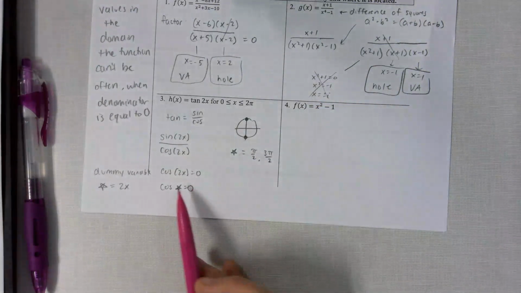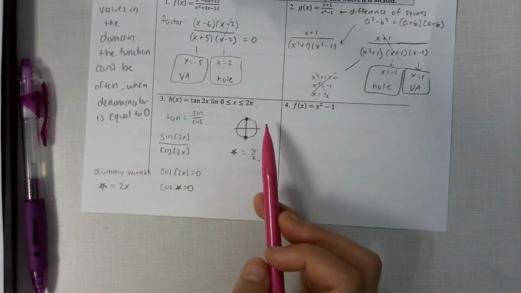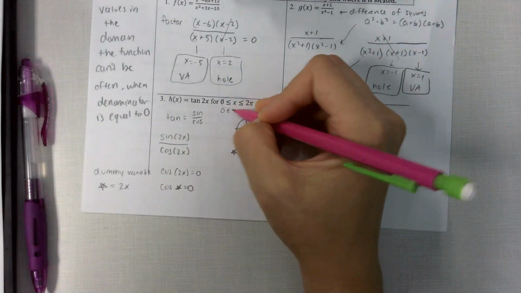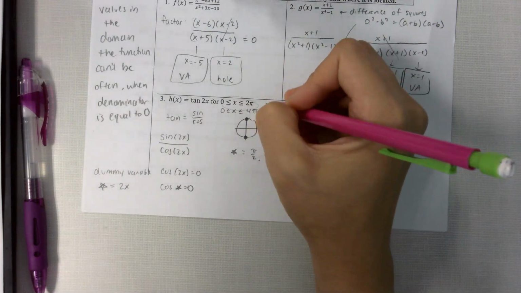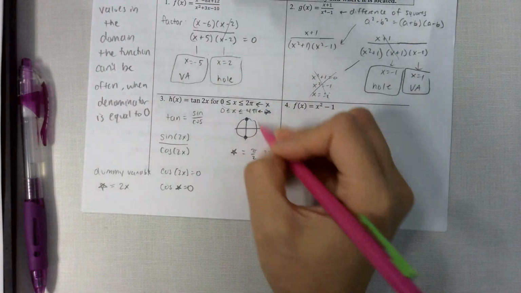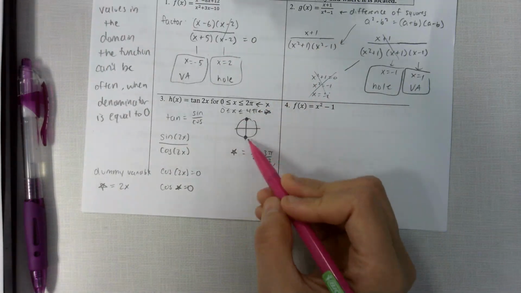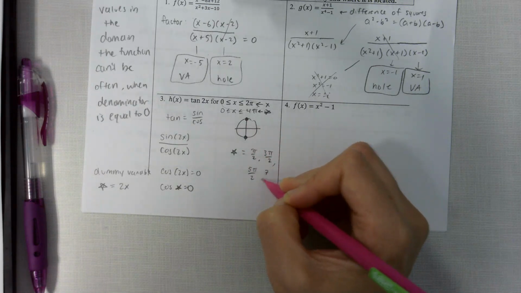But remember, when we change our dummy variable, we have to expand our range. So instead of going from 0 to 2 pi, we're going to go from 0 to 4 pi. For x, we're using this range. For star, we're using this range. So we have to keep going around the circle. So we have pi over 2, 3 pi over 2, 5 pi over 2, and then 7 pi over 2.